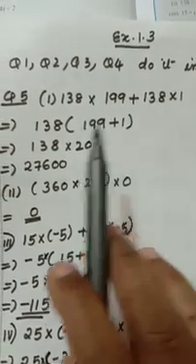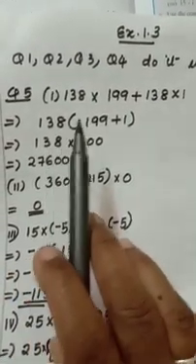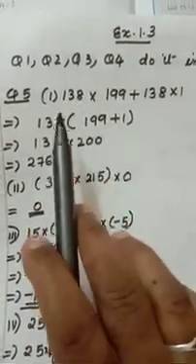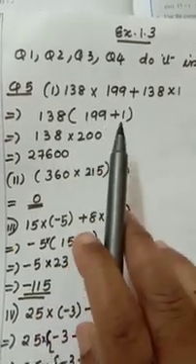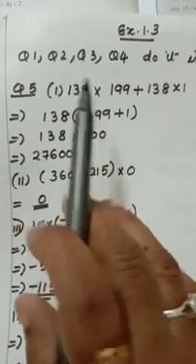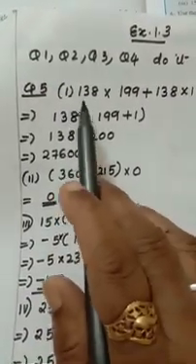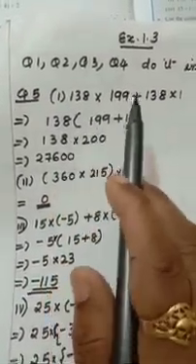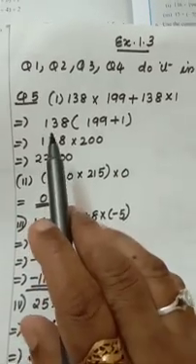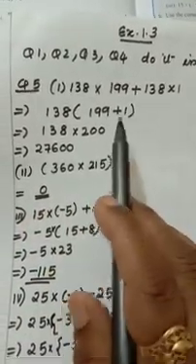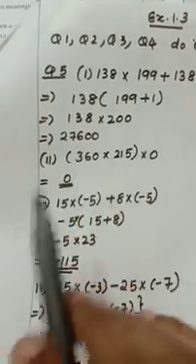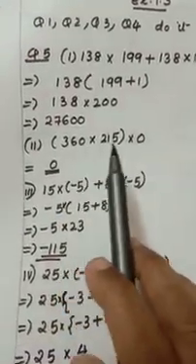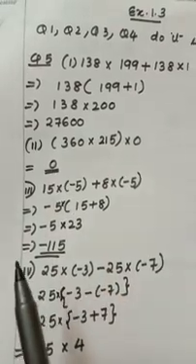So 138 you can take common. What is 138 multiplied by? 199, and 138 multiplied by 1. Clear? You take 138 from here, what will be left out? 199. Plus here also you take 138, what will be left out? 1. 199 plus 1 is 200. Multiply: any number into 0 is 0, that is the answer.